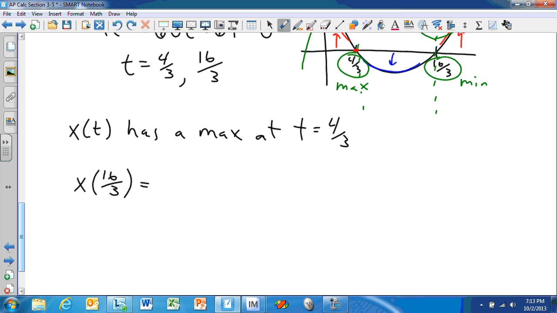If I plug 16/3 into my displacement function, you can punch it in your calculator and check to see what value you get. But when you do that, you're actually going to get 1/9. Very, very small number. It's really close to 0, but we're still above 0. Because at the lowest point we're still above 0, that means we're never negative. So x of t is not negative.